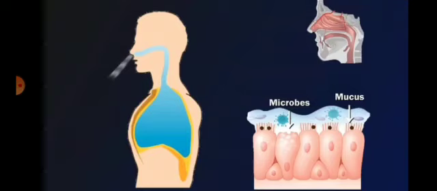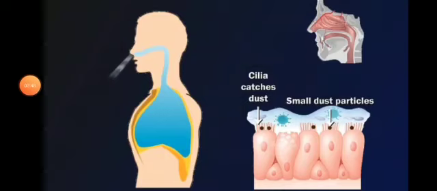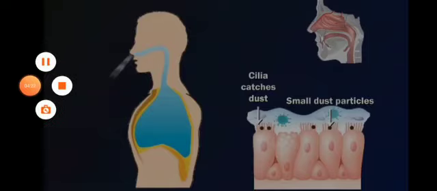Microbes get eliminated through the mucus lining which is present in the inner lining of the nasal cavity, and small dust particles get caught by the cilia. Here the lining is covered with two layers. One is the cilia, and at the top of this cilia the mucus lining is present. The cilia catch the small dust particles. So small dust particles get eliminated with the help of the cilia, and microbes get eliminated through the mucus.